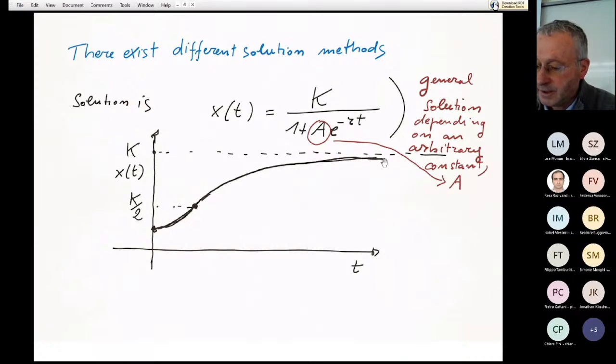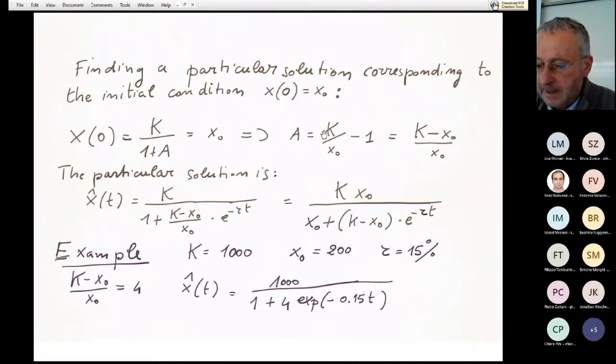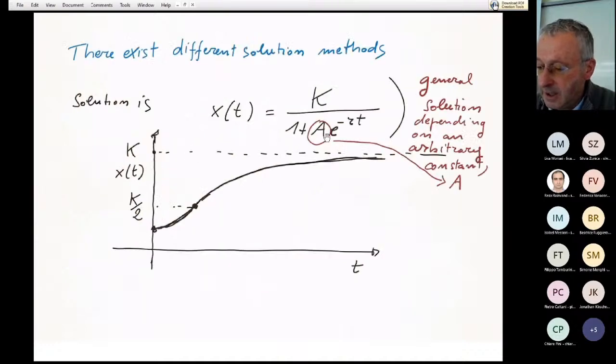Let me specify A, which is an exercise on applying an initial condition. If I want to rewrite the expression in terms of the initial level of the population, which is really important in applications because you typically have this parameter, if you want to estimate these models, for instance, x at time 0 is equal to x0. X at time 0: when this is 0, this becomes 1, so k over 1 plus the arbitrary constant is equal to x0.